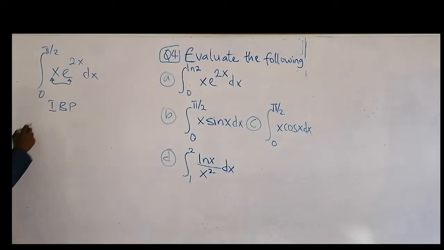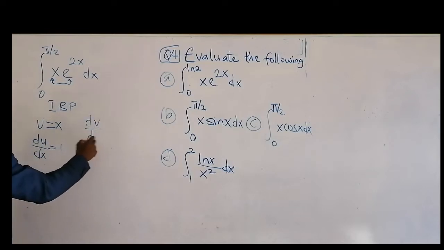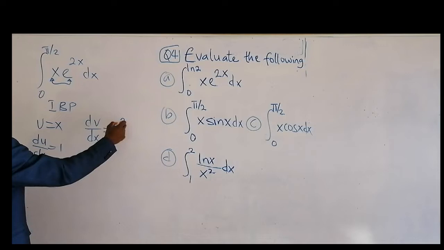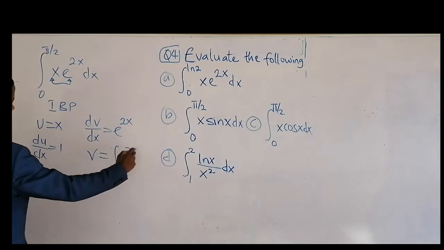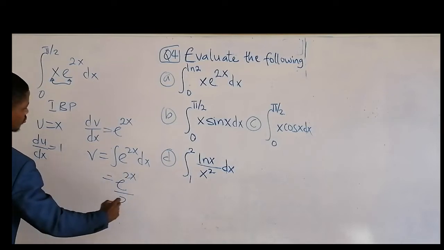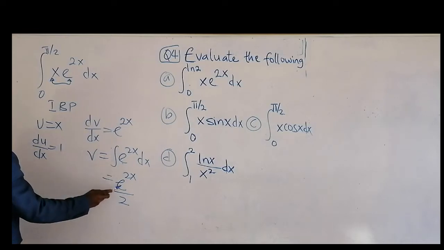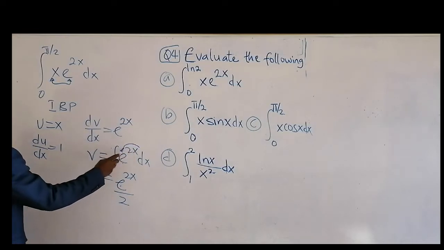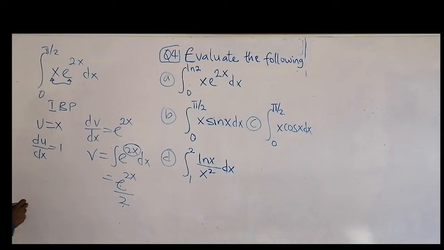parts. So u is x, so the u dx is 1, and then the v dx is exponential to power 2x. So v will be equal to the integral of this, and that will be exponential to power 2x all over 2. When you are integrating exponential, the question is the same as the answer, but you check the power. You divide your answer by the derivative of the power, so by 2. So then we use our formula.